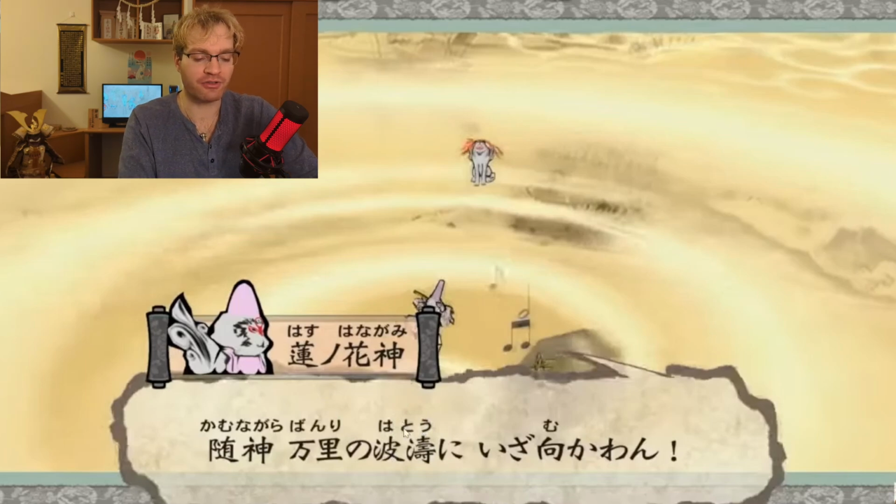So banri no hato, so the endless waves. The endless waves. Kamu nagara. So divinely endless waves ni. There's that prepositional ni. Or so in this instance, I would say to or on. The innumerably immeasurable waves, iza mukawan.